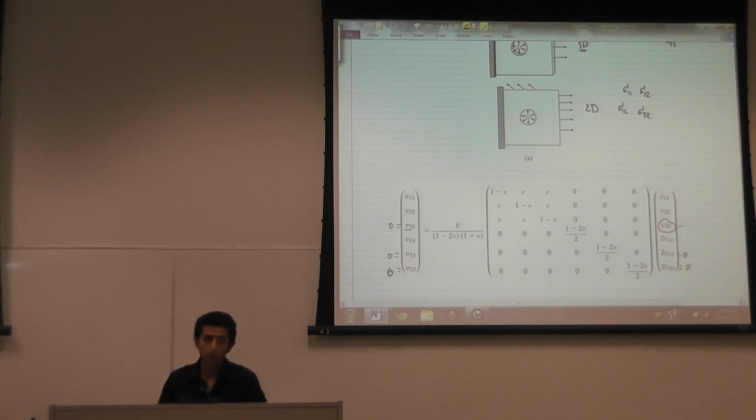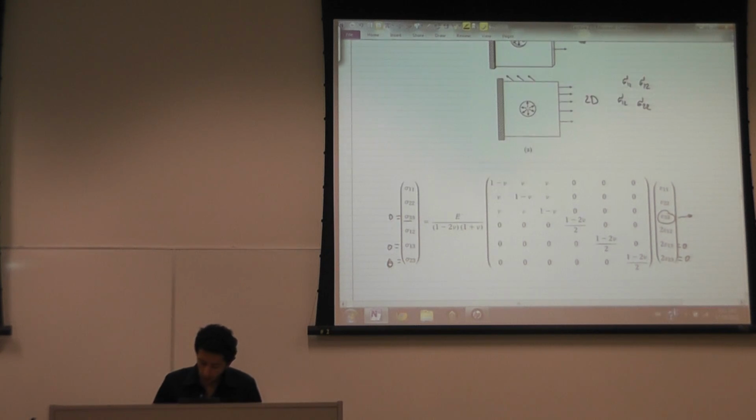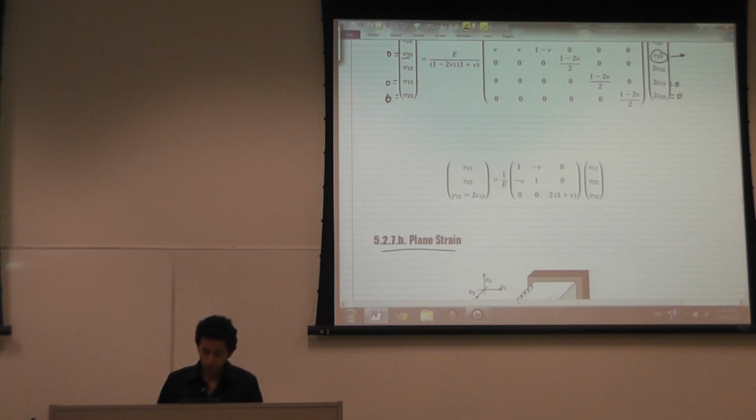If you manipulate those equations to get rid of epsilon 3,3 using sigma 3,3 is 0, you end up with the following two equations. An equation that relates these with these, and a third equation that says, because I need to calculate epsilon 3,3, it will be equal to this.